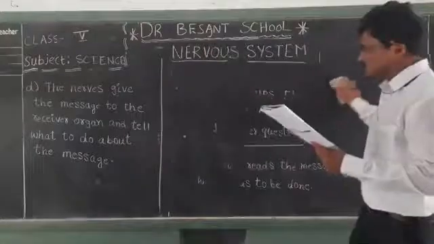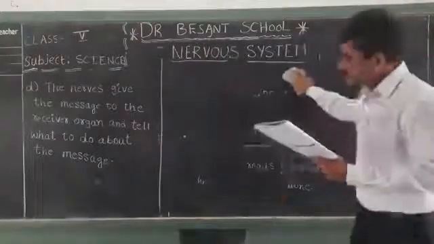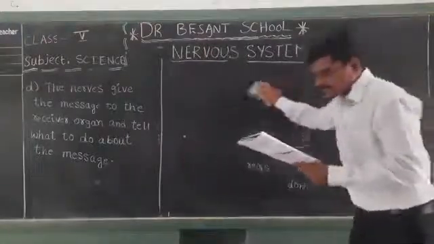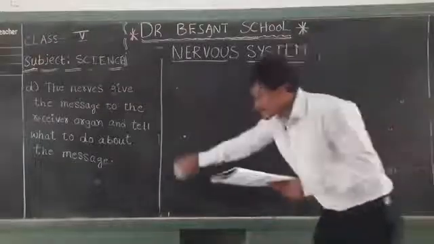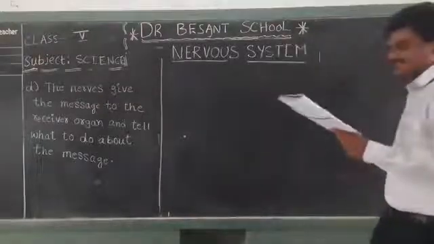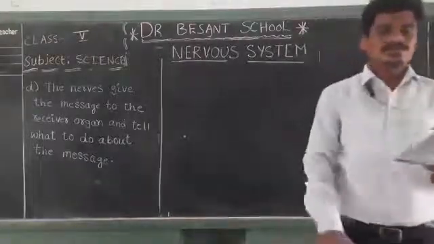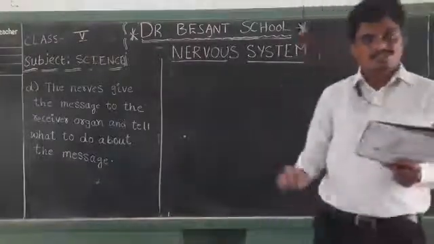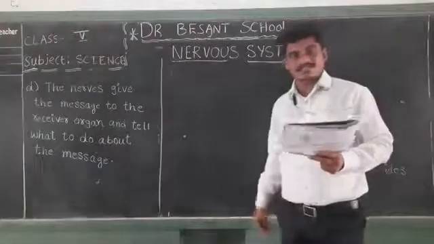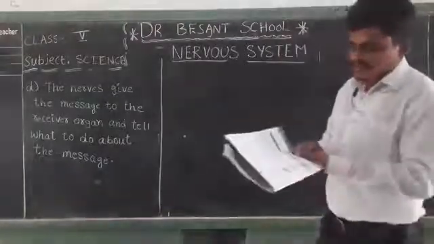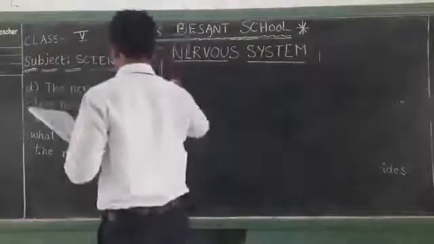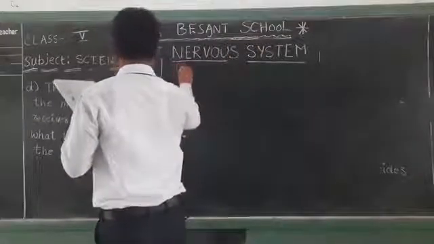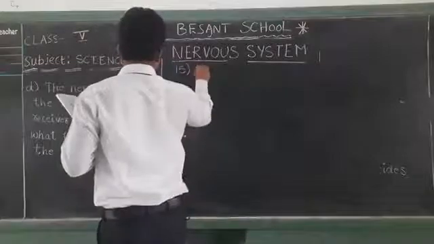Teeth is not a sense organ. Hair is not a sense organ. Nail is not a sense organ. Here, nose. You know that 5 sense organs are present in the body: skin, nose, eyes, ears, tongue. Okay. Here, what is the sense organ given? Nose. The 15th one answer is D.